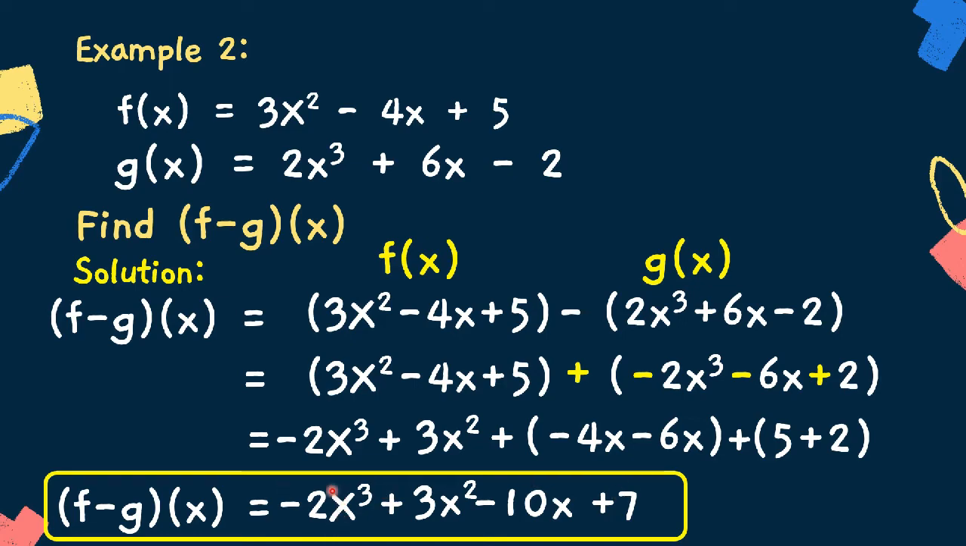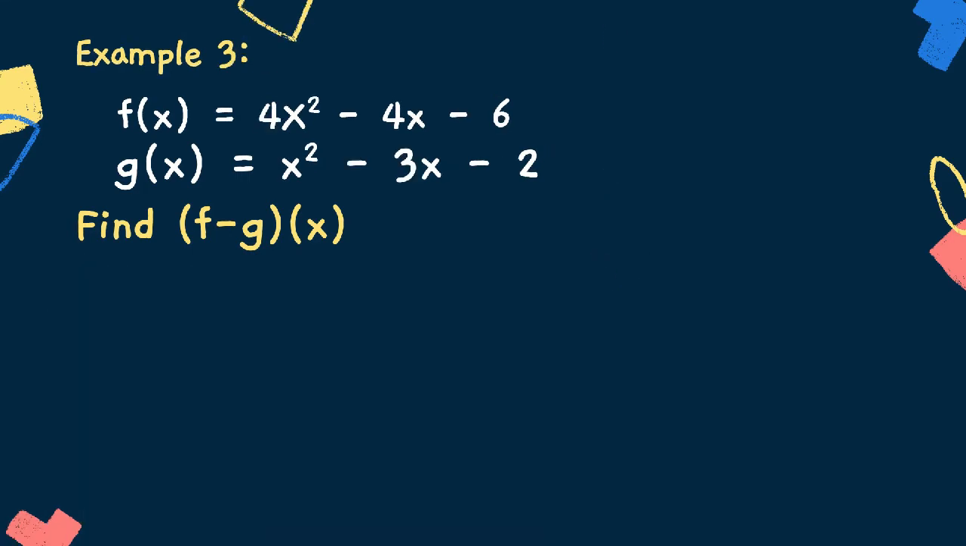If we would like to make our leading coefficient positive, simply multiply the whole expression by negative 1 in order for us to have a positive coefficient. But it is okay if we have a negative leading coefficient here. So we are done with example number 3.